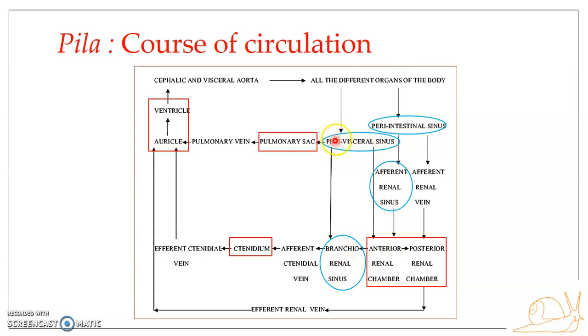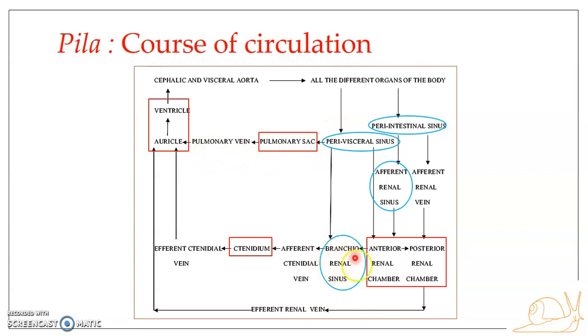Okay, now what happens to the blood that is getting collected in the perivisceral sinus? The deoxygenated blood which gets collected in the perivisceral sinus passes through two routes. Okay, one, it passes into the pulmonary sinus. In between there is a pulmonary sinus. So from the perivisceral sinus, a part of the blood flows into the pulmonary sinus. Another part flows into the branchiorenal sinus. Okay, now from the pulmonary sinus, blood flows into the pulmonary sac. It gets oxygenated, and then the oxygenated blood is carried to the auricle through the pulmonary vein.